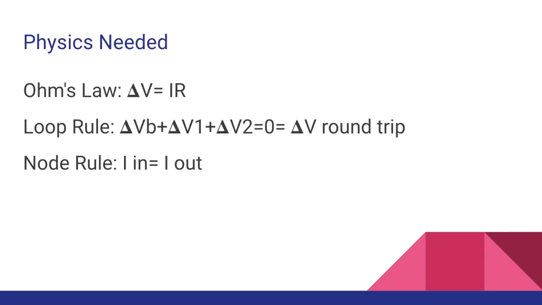In this lab, we need to understand the fundamental physical principles of loop rule, meaning that the change in charge and the potential difference added up will all equal 0 for a round trip. We also need to understand the node rule, which means that the current in equals the current out. Ohm's law is also needed, which means that the potential difference is equal to IR.